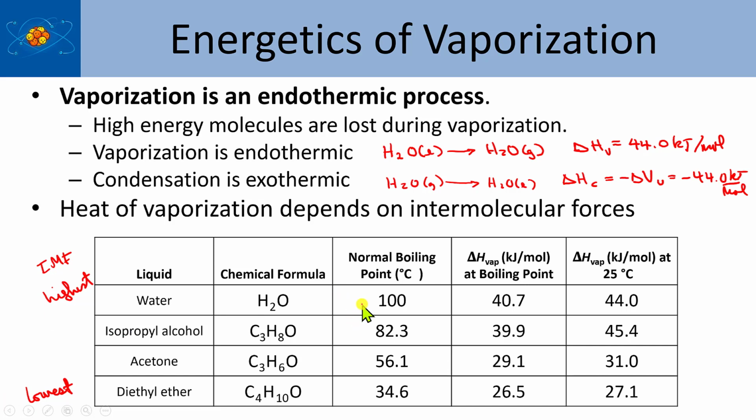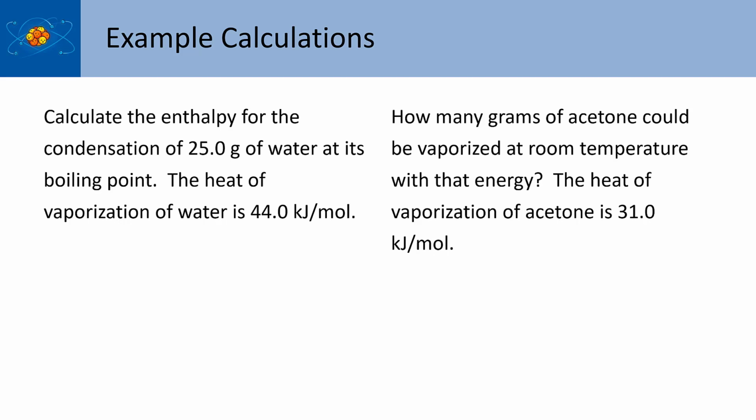Another thing that is important to recognize is the normal boiling point of the liquid, that is, at 1 atmosphere pressure. Water is 100, and as you go down in intermolecular force, the boiling points go down. So here are a couple of example calculations, and I'll show you how to deal with signs. The first question is, calculate the enthalpy for the condensation of 25 grams of water at its boiling point. The heat of vaporization of water is 44 kilojoules per mole.